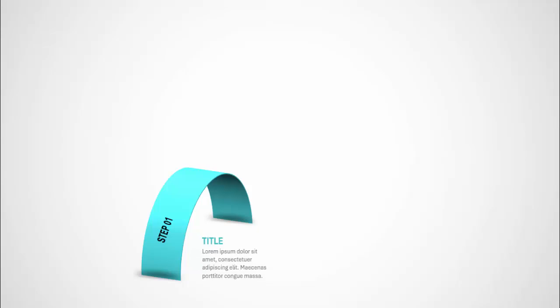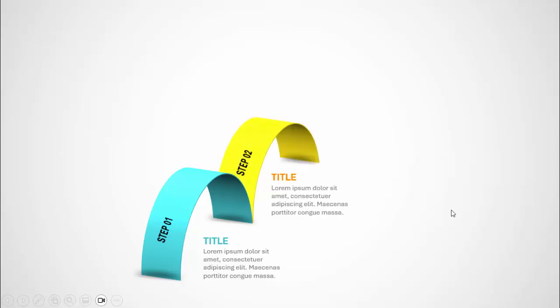In today's tutorial, I'm going to show you how to create a 4 steps arrow design slide in PowerPoint, and this is how the slide works. When I click, it will show me the step 1 with a curve kind of line here, and when I click, it will show me the step 2 with the different color combination.